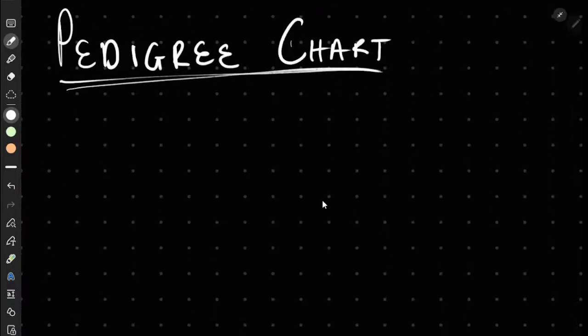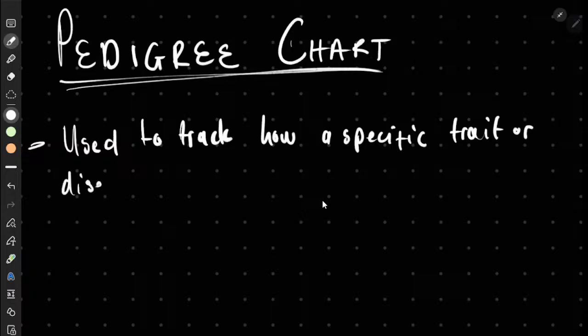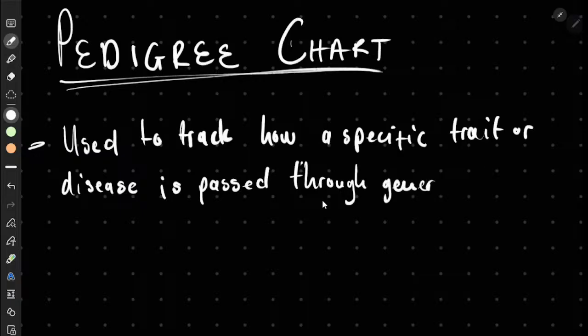What is this? I want you to just write this: it is used to track a trait. You want to track how a trait is passing through generations. So you want to track how a specific trait or disease or genetic condition is passed through generations in a family.